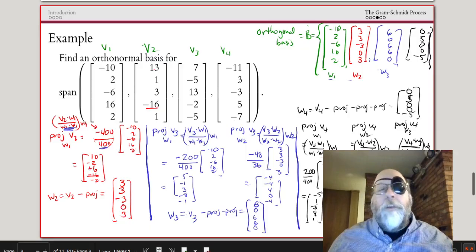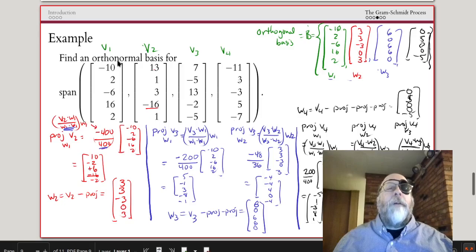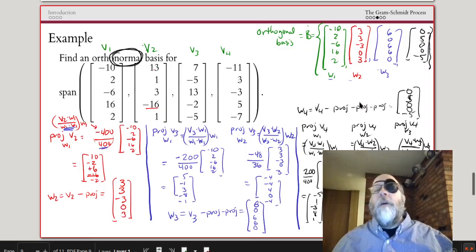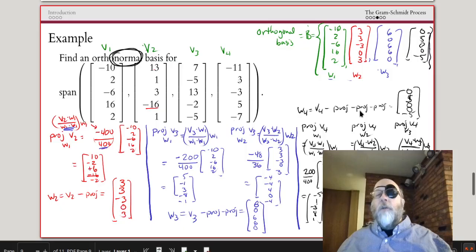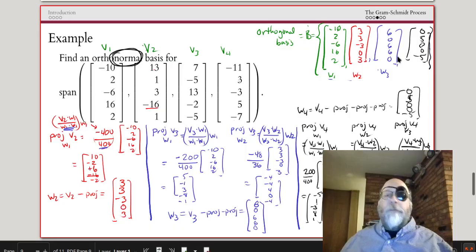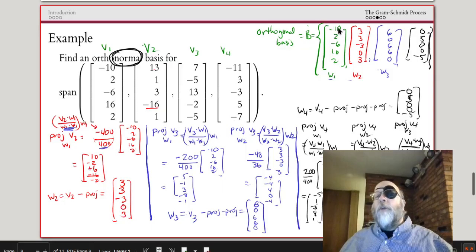But we are not finished with this problem, because this problem asks us for an orthonormal basis, which means they want all of these vectors shrunk down to unit vectors. So to get unit vectors, we have to divide each vector by its magnitude. So the magnitude of this vector is the square root of 10 squared, 2 squared, 6 squared, 16 squared, and 2 squared. That turns out to be exactly 20. So the magnitude of W1 is 20.